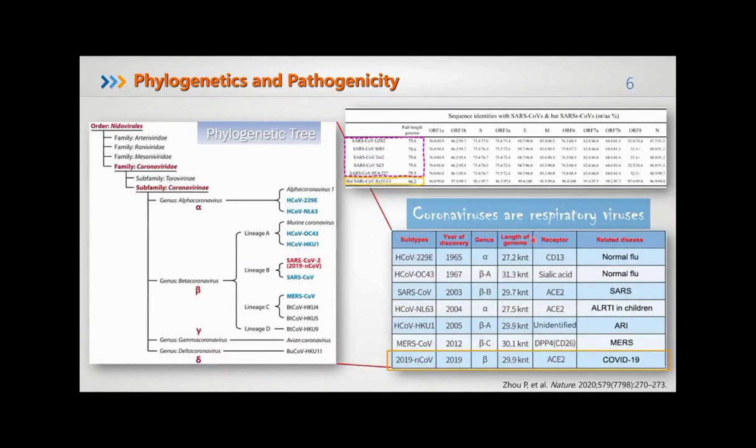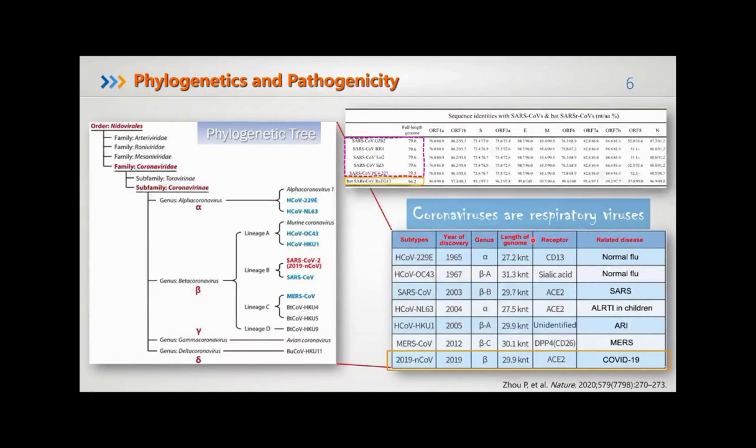There are four common human coronaviruses: 229E and NL63, which are alpha coronaviruses, and OC43, which is a beta coronavirus, and also HKU1, a beta coronavirus, and three other human coronaviruses.